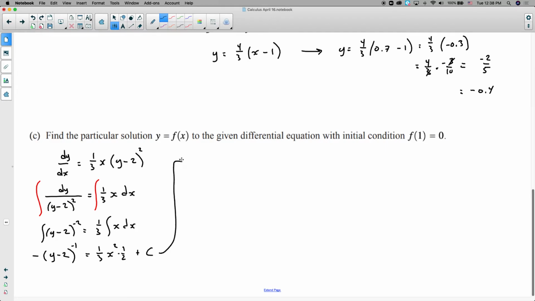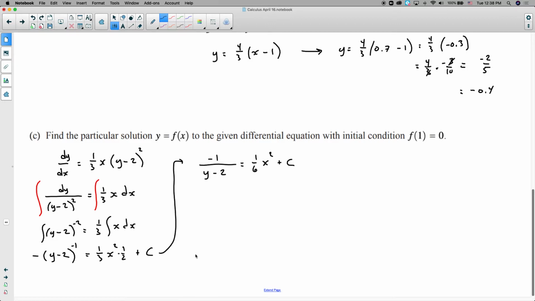Okay, so let's see about making some room here. I'm going to go back to a fraction because I see a bunch of algebra coming at some point. It might be a little bit easier to do it that way. So negative 1 over (y minus 2) equals 1/6 x squared plus c.